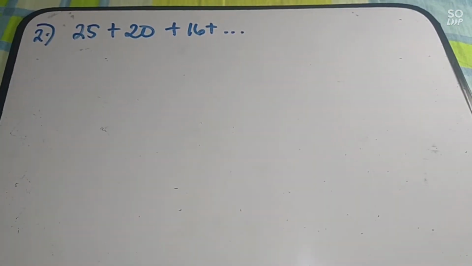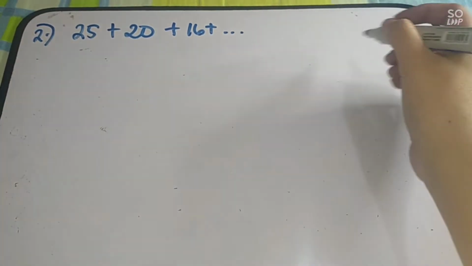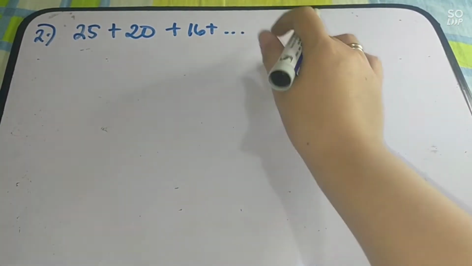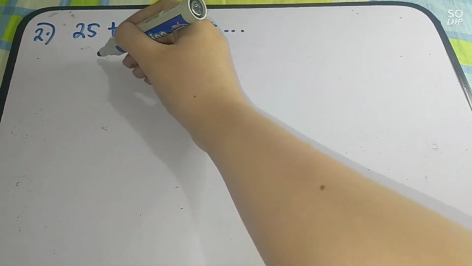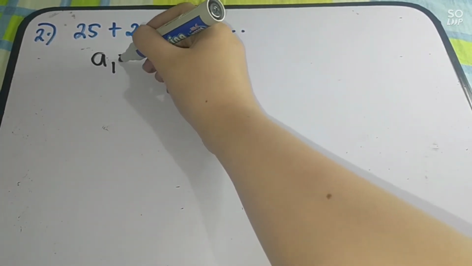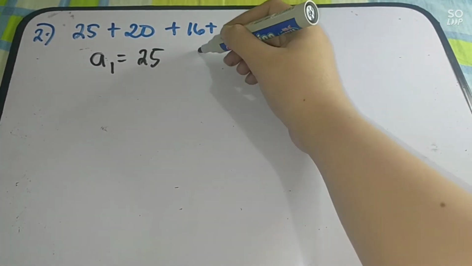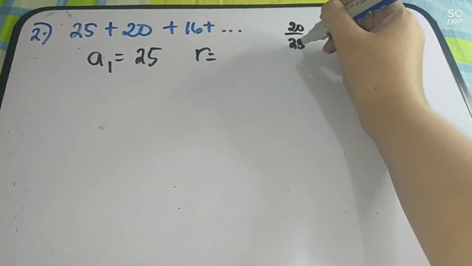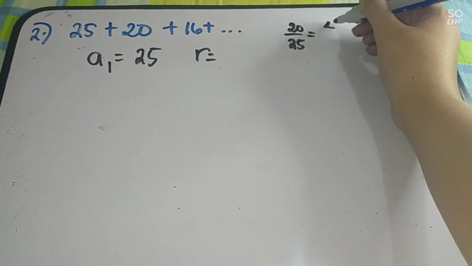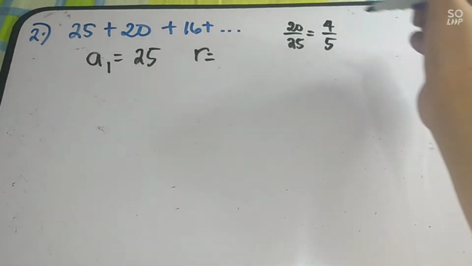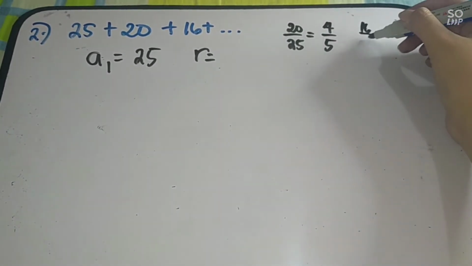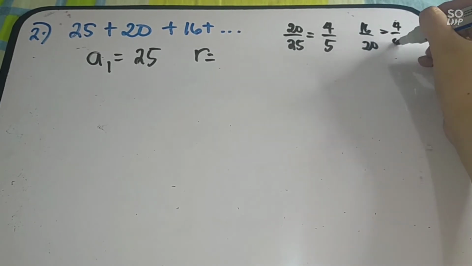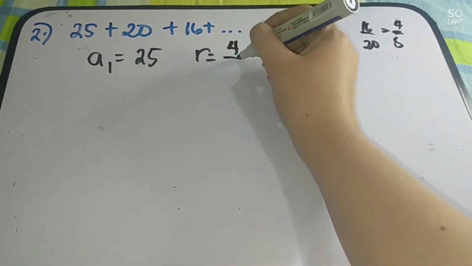Number 2. 25 plus 20 plus 16 and so on and so forth. Let us find the sum of the infinity. So, let us have the given. Your first term is 25. And then your common ratio: we divide 20 over 25. That is 4 over 5, divisible by 5. And 16 over 20 is also 4 over 5. So, your common ratio is 4 over 5.